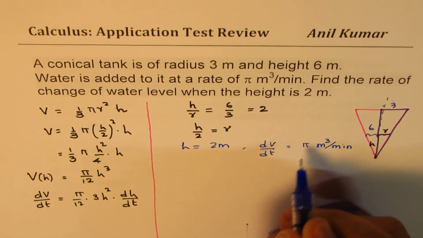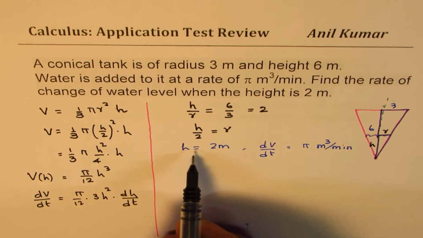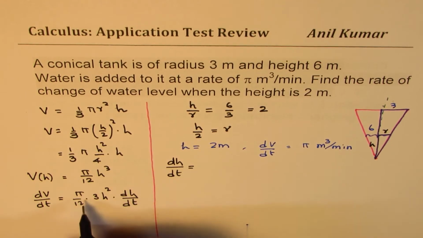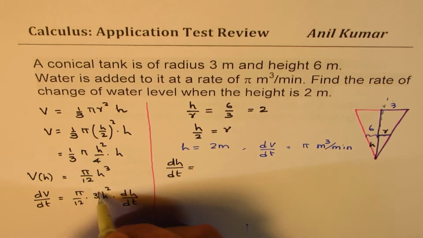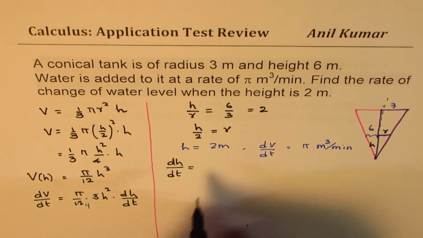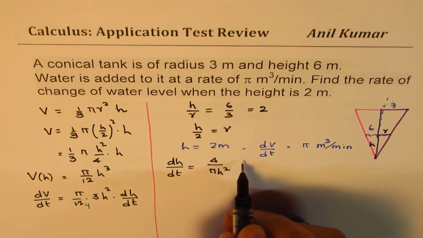I have purposely taken such values so that we can easily calculate the answers without using calculators. Now, we have dV/dt equal to all this. We can isolate dh/dt and figure out what this value is at height equals 2. So first let me write dh/dt as equal to, this can be simplified a bit. Let me do that first. We could write this as 4 over pi h square, correct? times dV/dt.